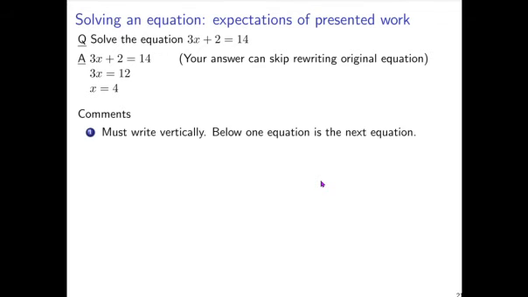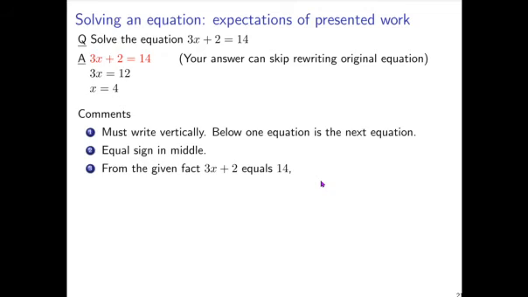Here are some comments. You must write vertically here. Below one equation is the next equation. You might, after some time, if you're running out of room, find a way to write horizontally a bit, but for now, the problems will remain small, and I really insist that you write vertically, one step, and then one line below, write down the next step. Notice that in each line of work, the equal sign is in the middle.